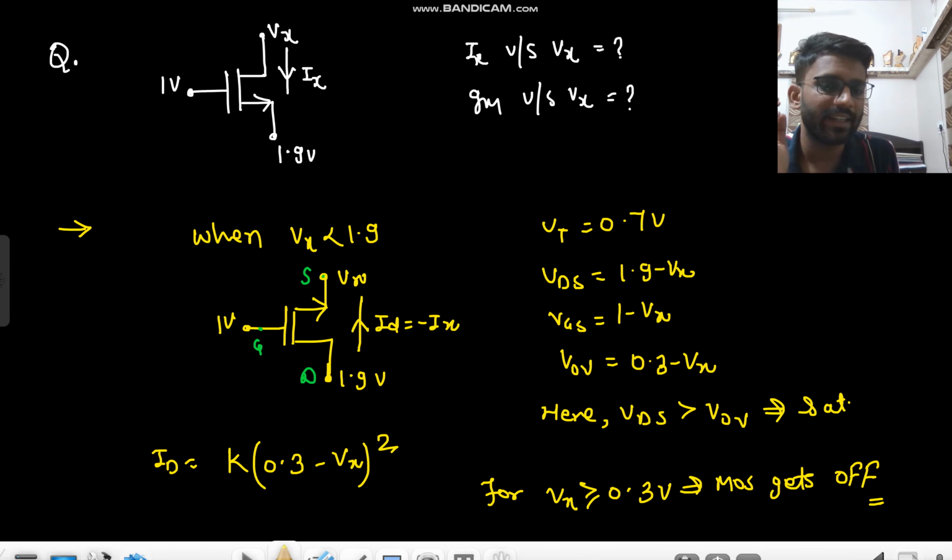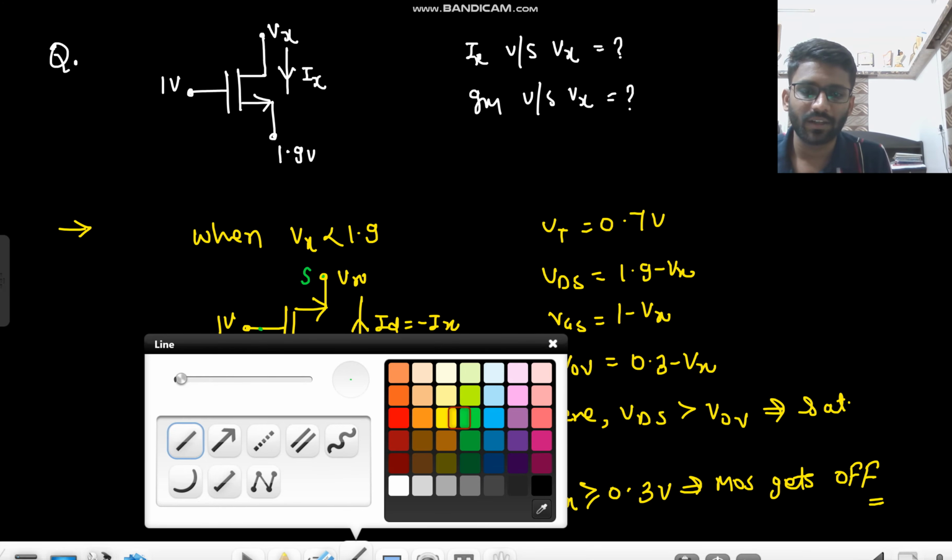So your VT is already 0.7 and your VGS is getting equals to 0.6, so your MOSFET is off. Or you can always see that your V overdrive should always be greater than 0, because VGS should be greater than VT. And what is V overdrive? V overdrive is VGS minus VT. So your V overdrive should always be greater than 0. So when will this be greater than 0? When Vx is less than 0.3. So if Vx is less than 0.3, then only it will be turned on. After Vx greater than 0.3, it will be off. So for 0.3 to 1.9, it will be off. But after 1.9, what will happen? That we will see. So this is the current, and we can draw the curve here.